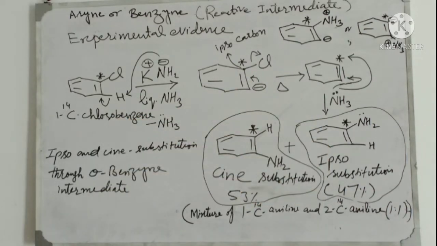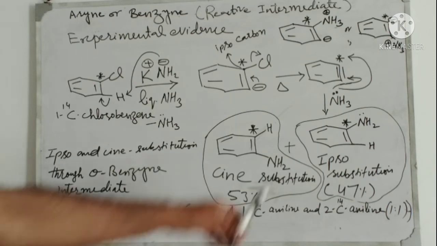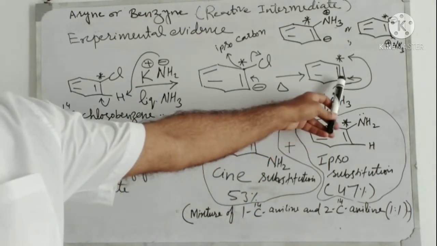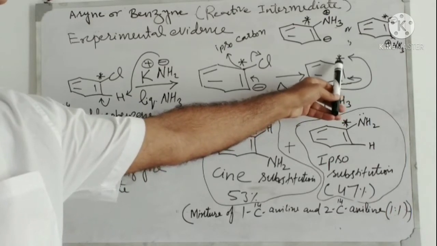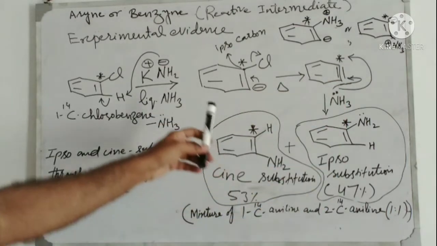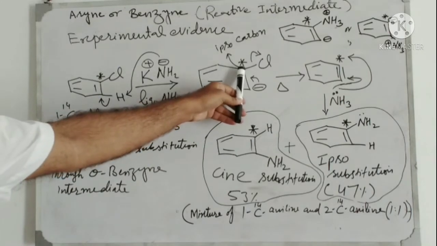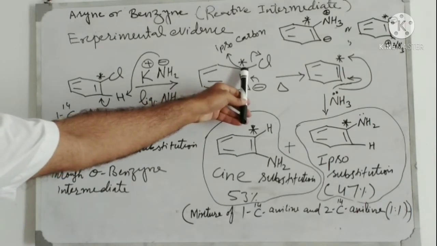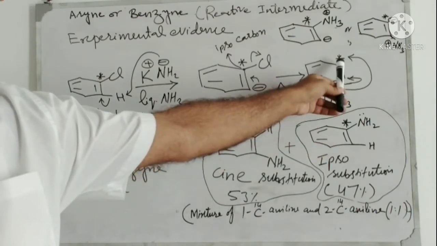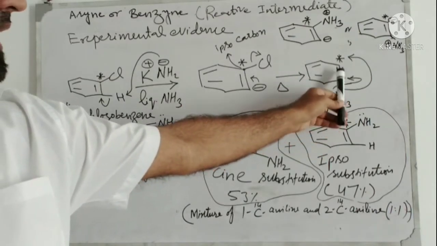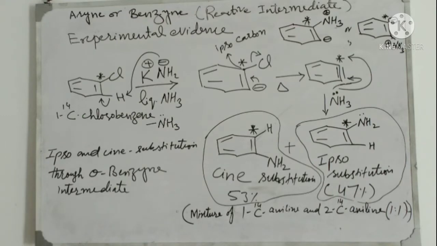Now on this ortho benzyne intermediate, the nucleophile ammonia can attack here, or on that carbon which is labeled with C14. This carbon which is labeled with C14 is called the ipso carbon. So the ammonia can attack on the ipso carbon, or on this adjacent carbon, which is cine substitution.